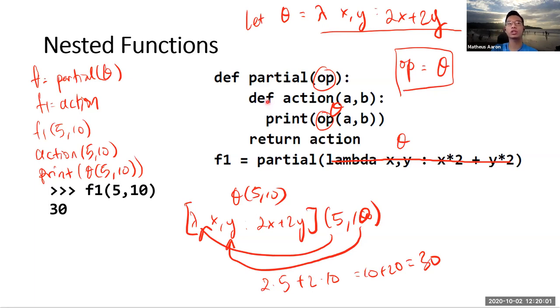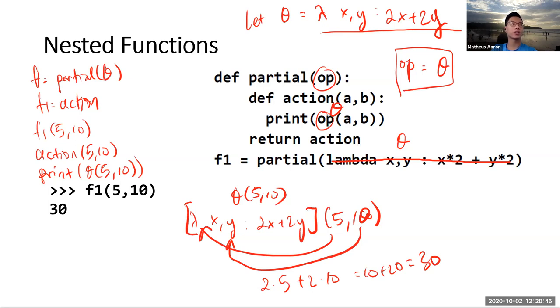Please remember that the action that is written here is a function, not the actual output. So we'll leave it that way. We'll just define OP as theta, and then we'll start executing F1 5, 10. F1 is action, so we'll replace F1 with action. Here we have action 5, 10. What action 5, 10 does is print OP A B. Then I'll substitute OP with our actual OP variable, which is theta.